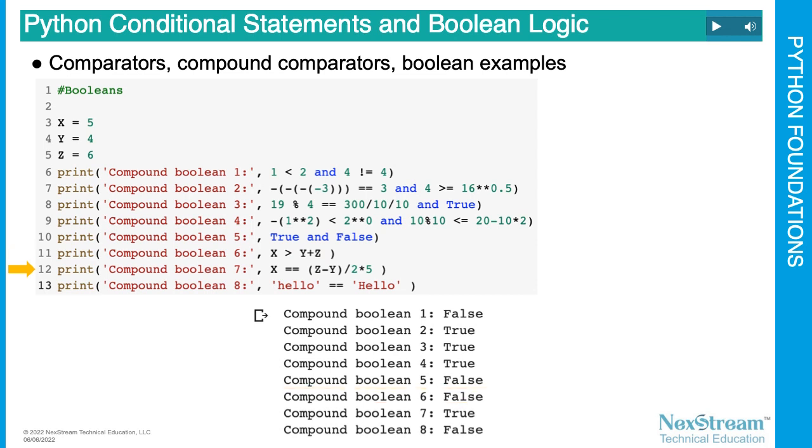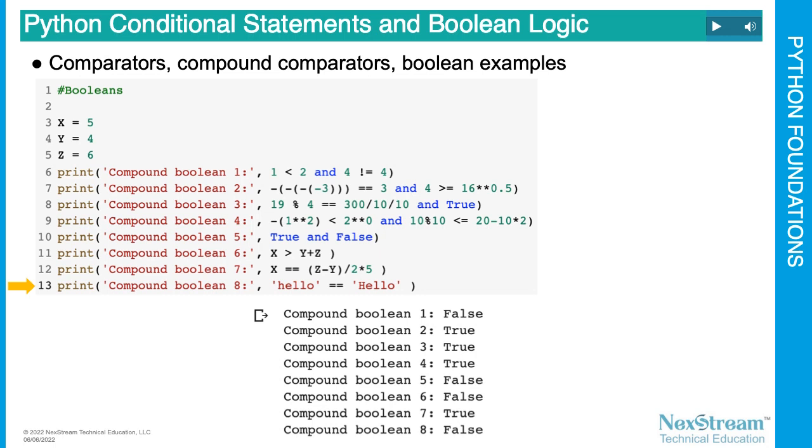In the seventh example, we check the variable x against the calculation shown. Here, make sure you evaluate with the proper PEMDAS order. So we'd calculate 6 minus 4 equals 2 first, then divide it by 2, which is 1, then multiply by 5, which is 5, and since x is 5, our evaluation is true.